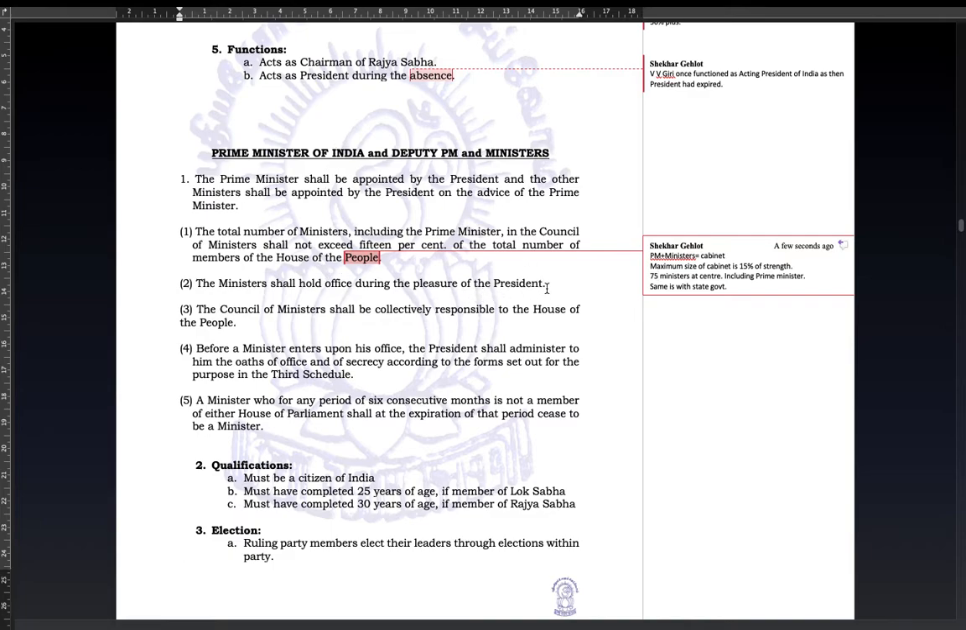But it is not like this. He should get a recommendation from the Prime Minister. The Council of Ministers shall be collectively responsible to the House of People. The Council of Ministers, that is called Cabinet, shall be collectively responsible to the House of People. That means if the House of People wants to remove them, then they can remove the Council of Ministers by a no trust motion, no confidence motion, like we have discussed earlier.